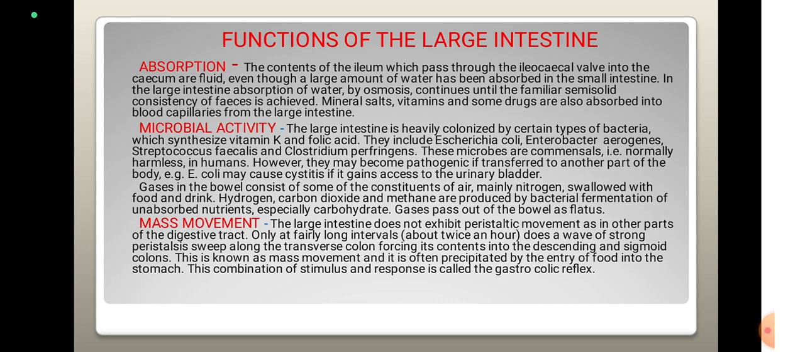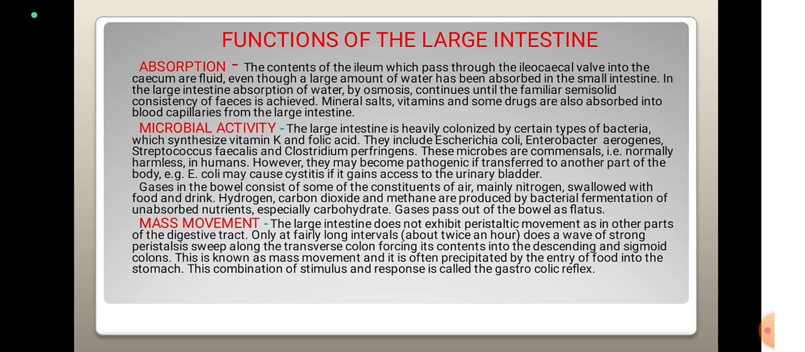Mineral salts, vitamins, and some drugs are also absorbed into the blood capillaries from the large intestine. Second, microbial activity. The large intestine is heavily colonized by certain types of bacteria which synthesize vitamin K and folic acid.